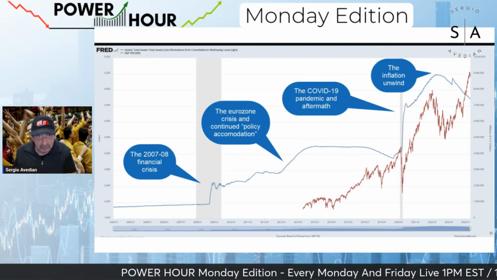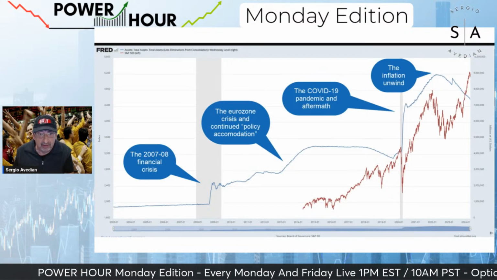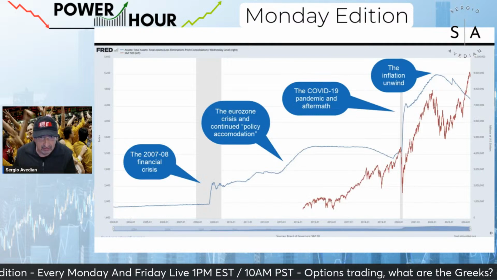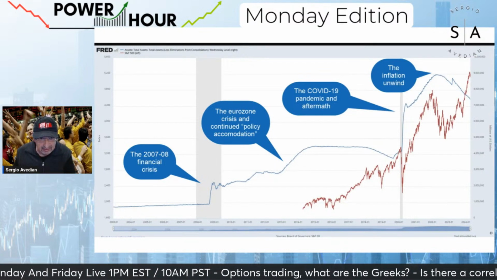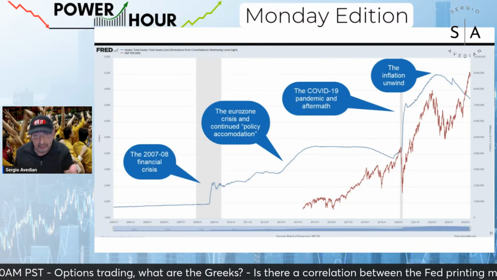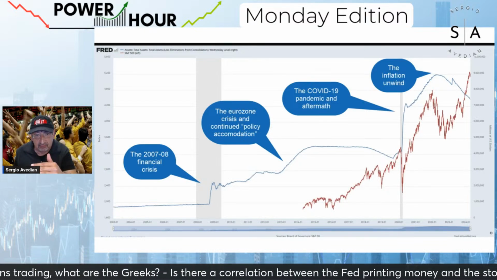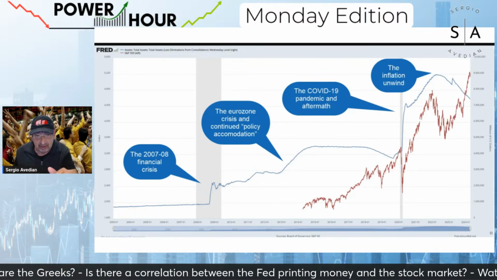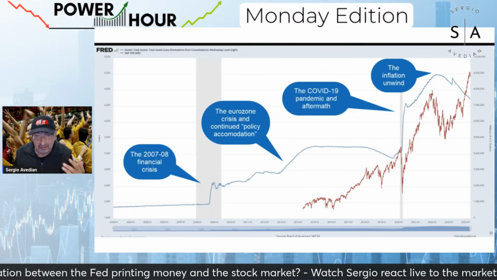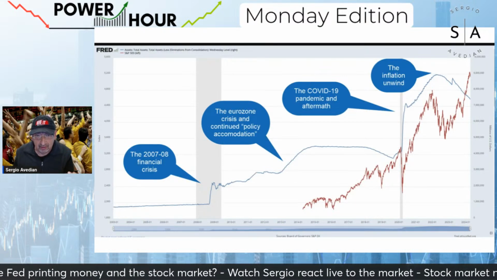In 2008, they only had to pump 800 billion. Look at the one in 2000, right? In the Eurozone crisis, look at the trajectory of that pump. And then it kind of flattened out. And as soon as it flattens out, you guys see for a long period of time, what happens? Market still goes up, but not at the level that it does when the pump is in, okay?